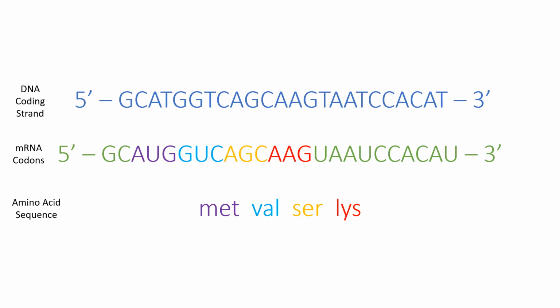Now that we have our coding strand, we can transcribe our mRNA sequence. To do this, we just have to change the T's to U's. Once we have our mRNA sequence, we can translate it to get our amino acid sequence. Our reading frame starts with AUG, which codes for methionine. We then have GUC, which codes for valine, AGC, which codes for serine, AAG, which codes for lysine, and UAA, which is the stop codon and does not code for an amino acid.